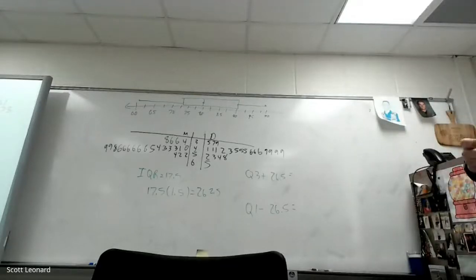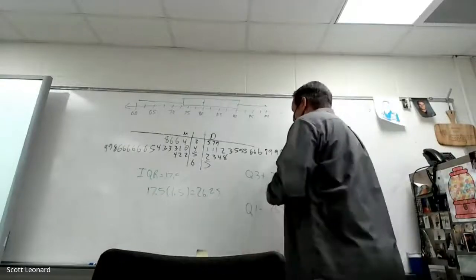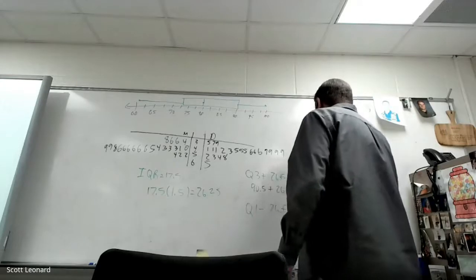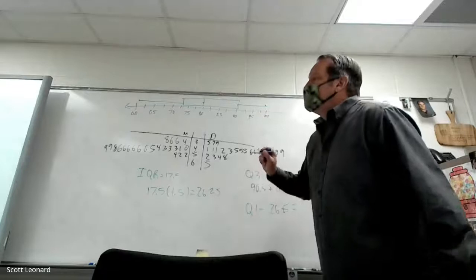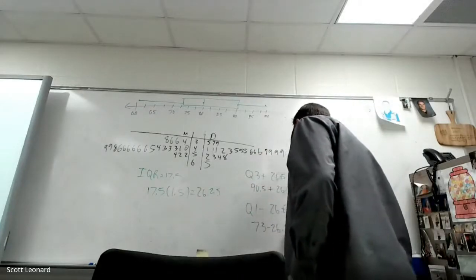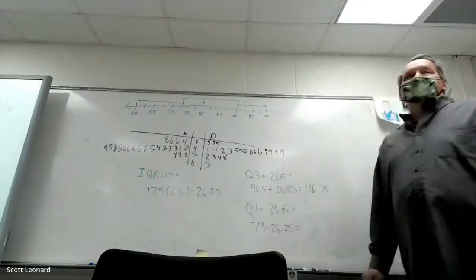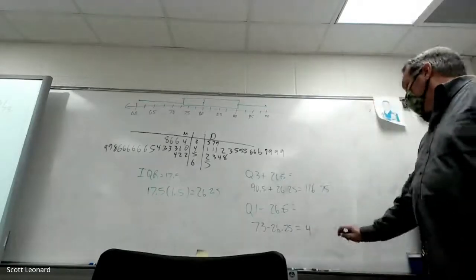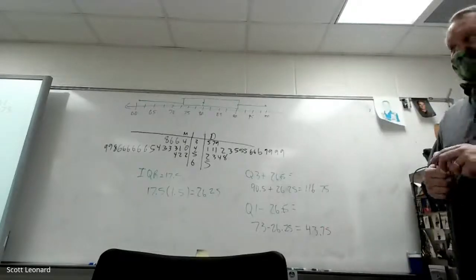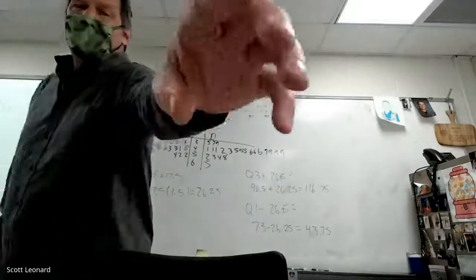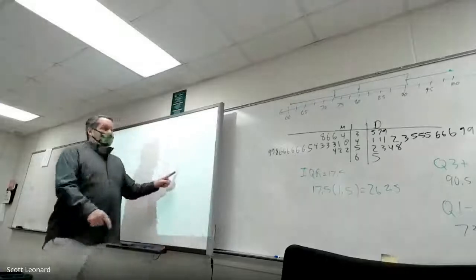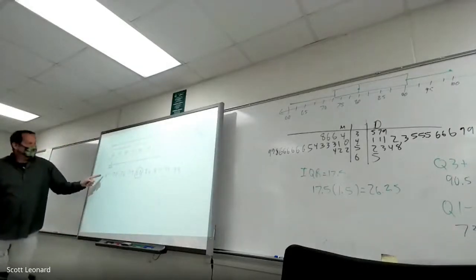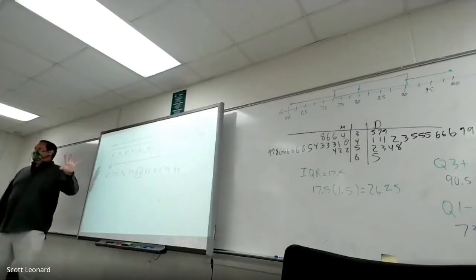So what is my Q3? 90.5 plus 26.25. Well, I forgot the twos in there. 116.75. And then 73 minus 26.25. So now we're going to look at our data. I'm going to go back over here. So, did any of my numbers go above 116.75? Nope. So these are all good numbers. Did any of them go below 46.75? Nope. So they're all good numbers. None of them are outliers.